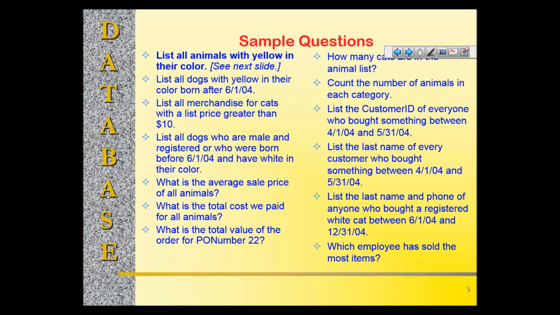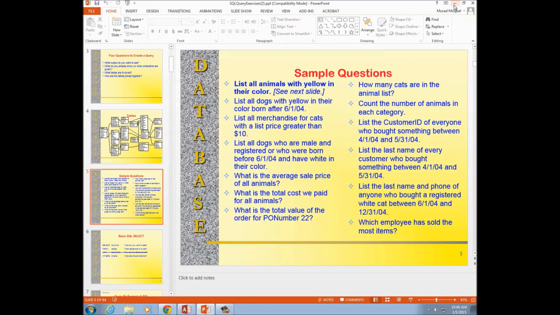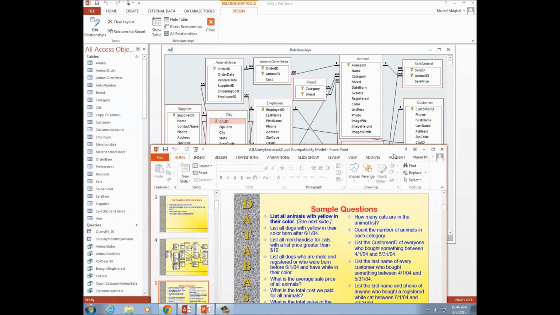So the first question tells us list all animals with yellow in their color. So now we'll keep that in mind. So what did we say the first thing we need to look at? Identify the output. So what are the output that we need to retrieve? Animals. So we need to retrieve the animals. So let's see where this would be from. So retrieve all animals with yellow in their color.